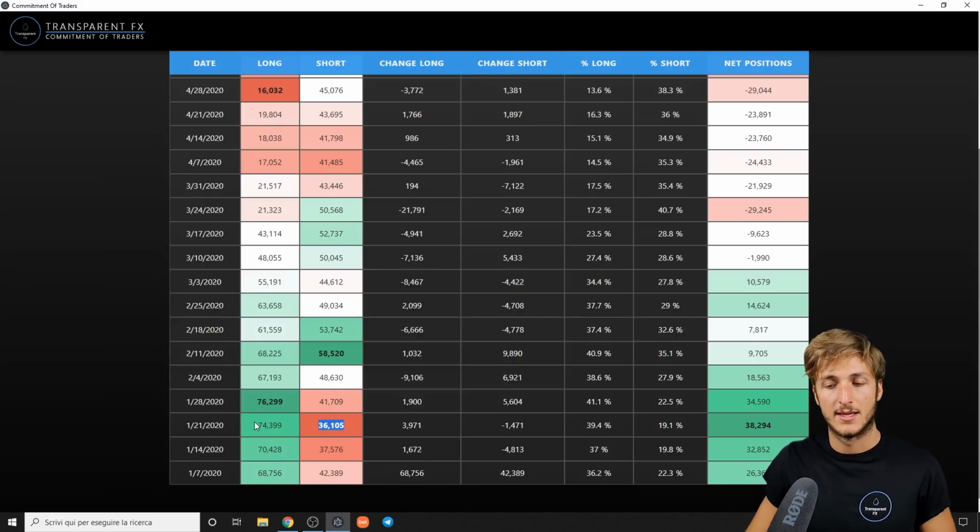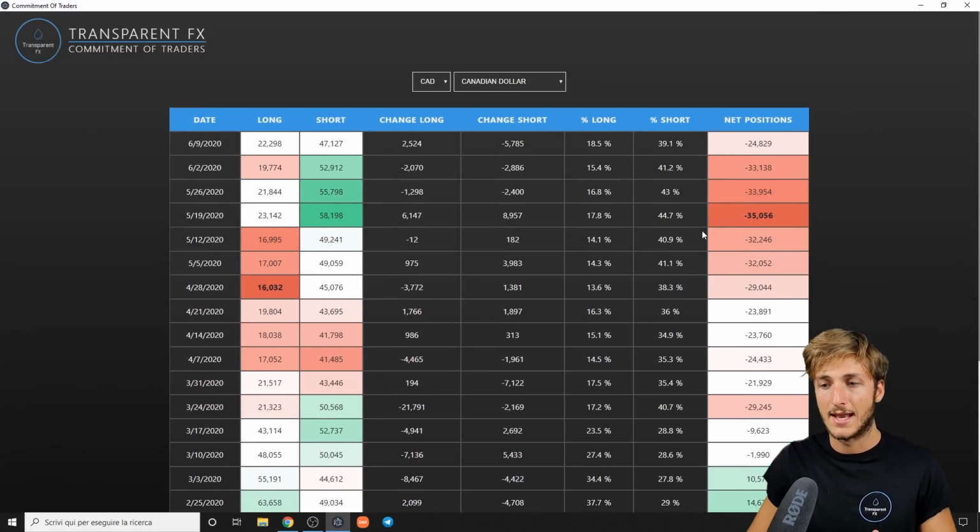In fact, we had 74K longs and 36K shorts. And now we have the completely opposite scenario here because we have way more shorts than longs: 23K longs and 58K shorts.